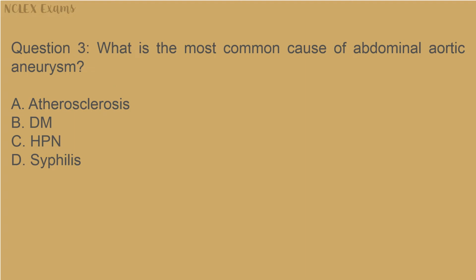Question 3. What is the most common cause of abdominal aortic aneurysm? A. Atherosclerosis. B. DM. C. HPN. D. Syphilis.